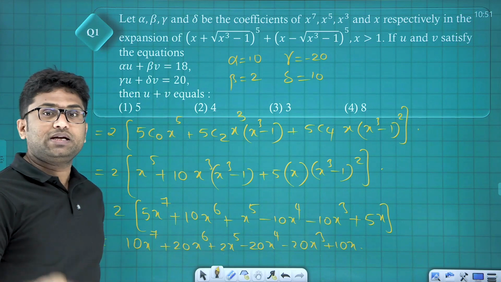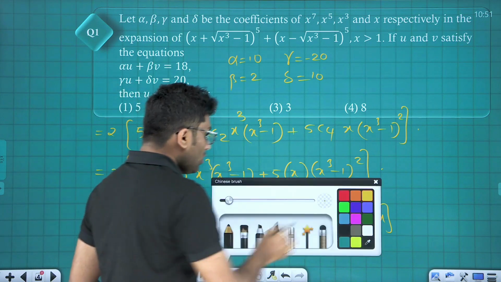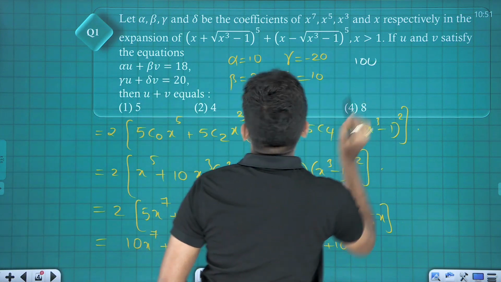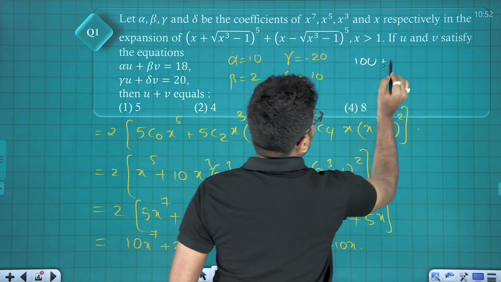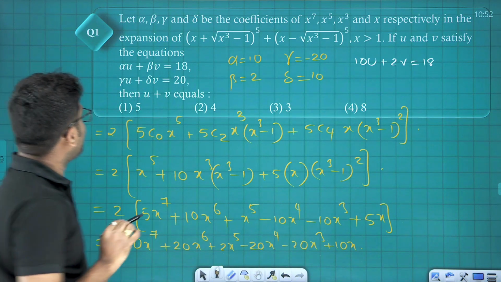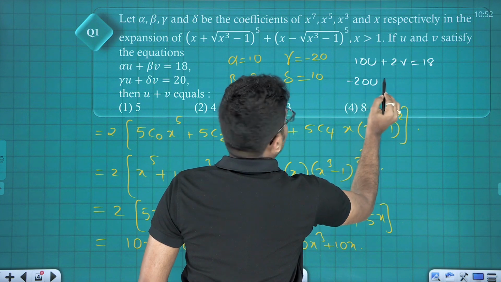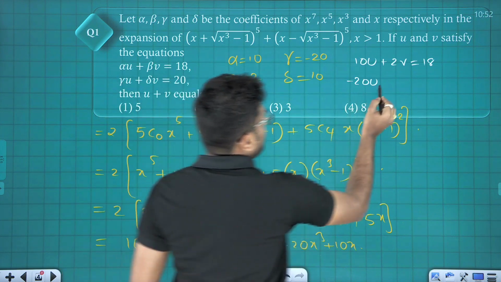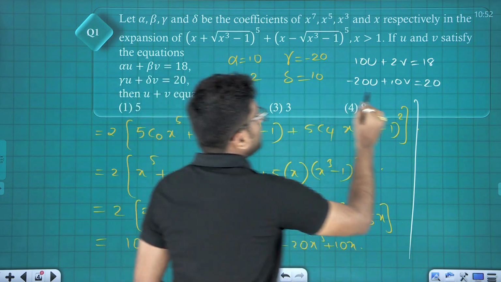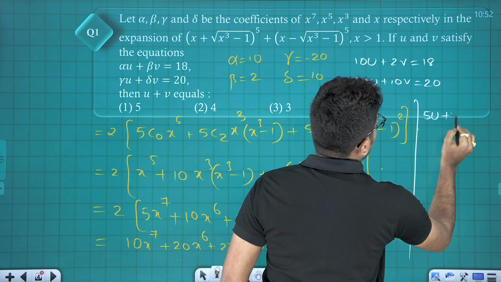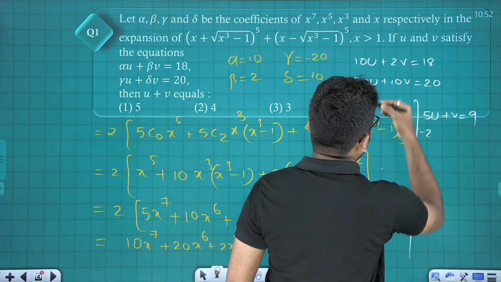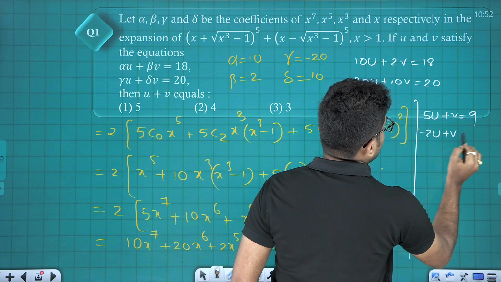So we have got alpha, beta, gamma, delta, 4 values. Now what are the two equations that we have? Alpha u plus beta v, that is 10u plus 2v is equal to 18, one equation. Next, the second equation is gamma u plus delta v, that is minus 20u plus 10v is equal to 20. So from these two, if we take 2 common, 5u plus v is equal to 9. Next, if we take 10 common, minus 2u plus v is equal to 2.